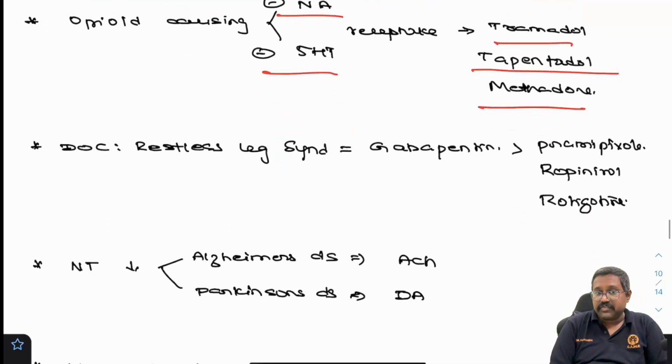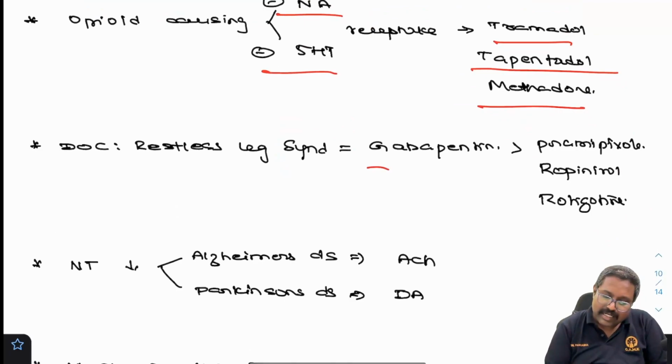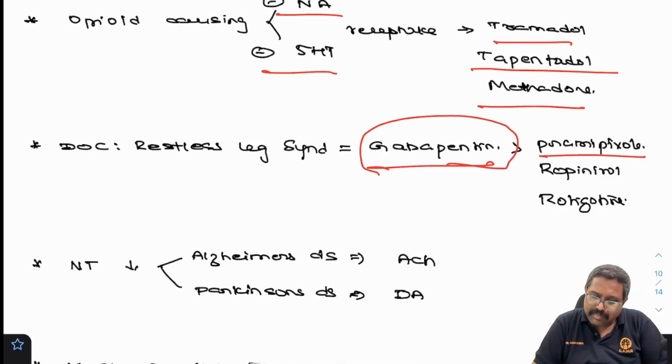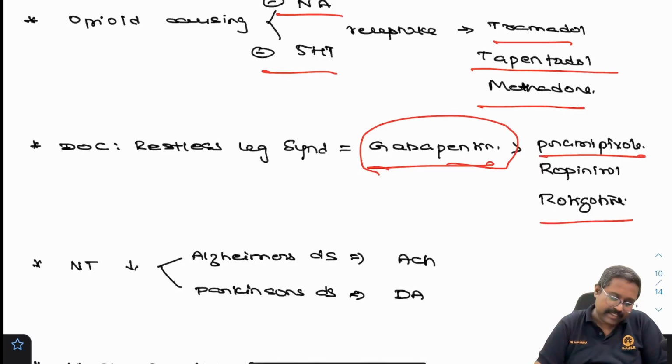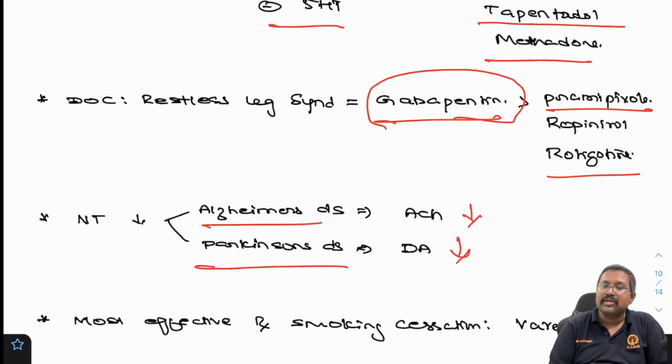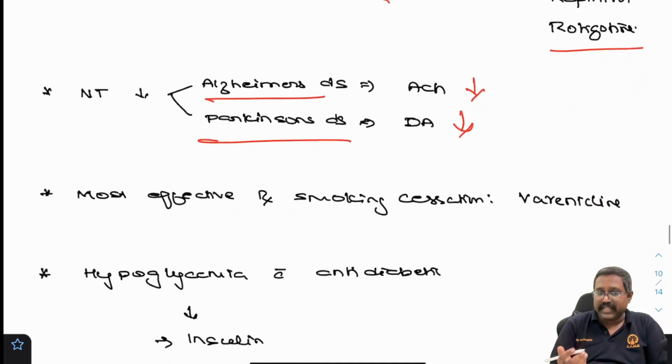So what is the drug of choice for restless leg syndrome? It is your gabapentin. If gabapentin is not given, you can go with one of the anti-Parkinsonian drugs, that is the ropinirole. We have pramipexole and rotigotine. And what happens to the neurotransmitter in case of diseases like Alzheimer's disease? There will be decrease in the acetylcholinergic activity. Parkinson's disease, there will be decrease in the dopaminergic activity.